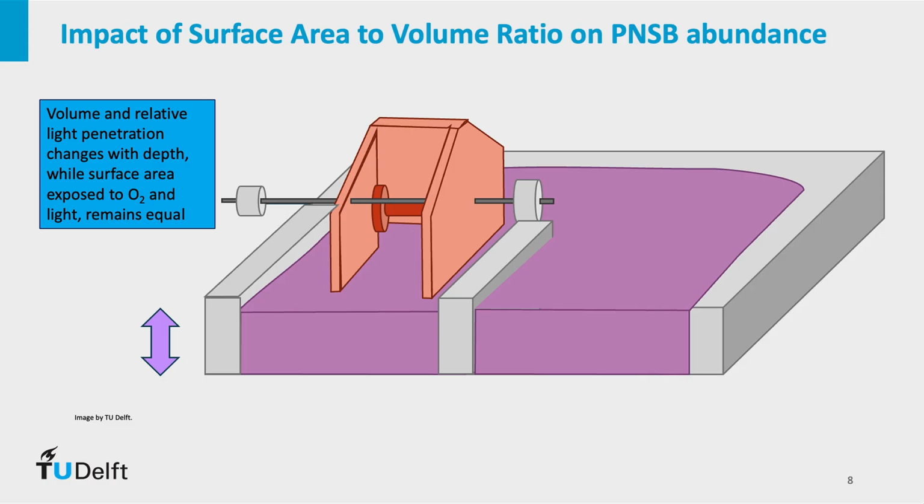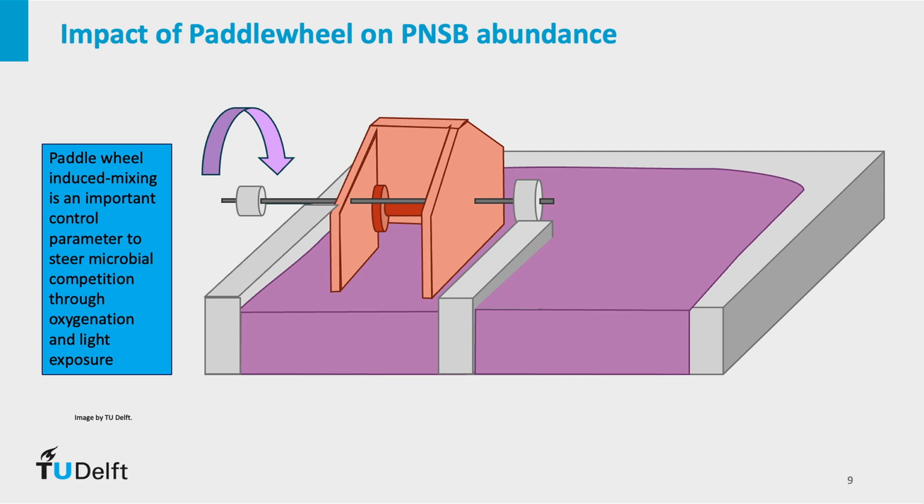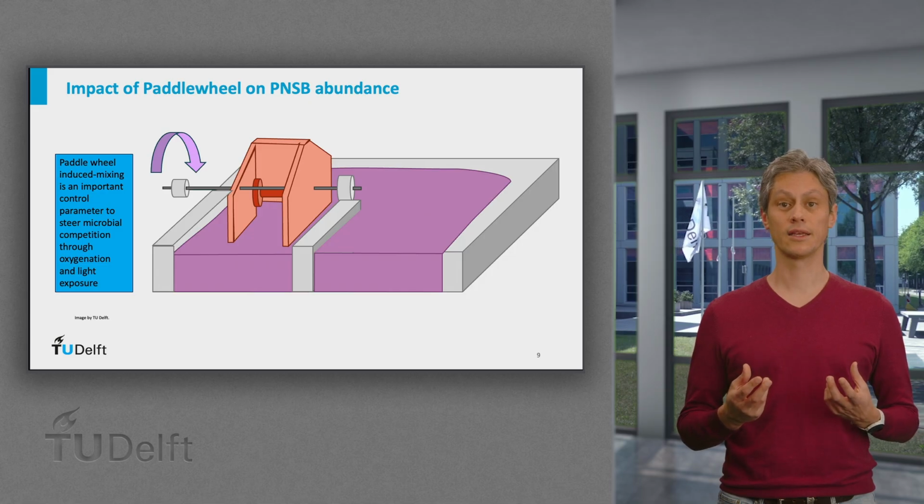Given the previously described competition between PNSB and other microbes, optimizing the surface area to volume ratio is thus very important to create a PNSB-dominated wastewater treatment plant similar to their natural habitat. A paddle wheel inside the raceway reactor can then be used to mix the deeper and upper water layers and thereby tip the balance by fine-tuning the exposure to oxygen, organics and light in favor of PNSB. To some extent, nutrient exposure can be influenced as well, but additional loading rate control may be needed.